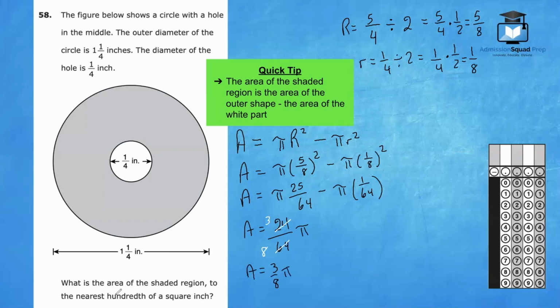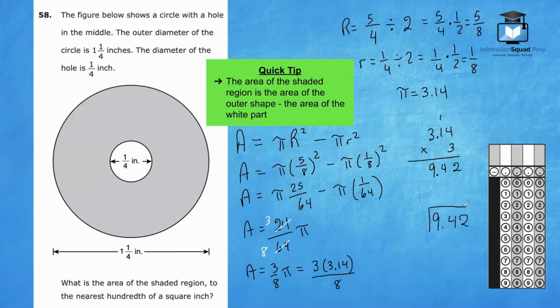Because the question asks us to express the final answer to the nearest hundredth of a square inch, we need to actually turn the final answer into a decimal format. We will use pi equals 3.14. Let's go ahead and multiply 3.14 times 3, then we can divide by 8. So we have 3.14 times 3. We have 3 times 4 is 12. 3 times 1 is 3 plus 1 is 4, and 3 times 3 is 9. 3.14 times 3 is 9.42. Our final step is to divide 9.42 by 8.